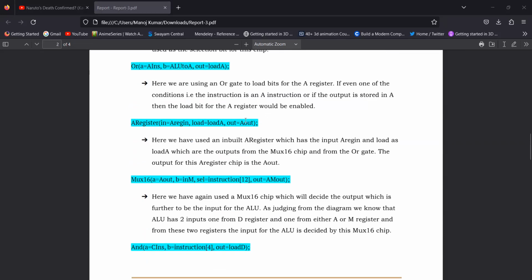In the next instruction, we have the built-in A register chip, which has the inputs in, which is the output from the 16-bit Mux chip that we discussed above, and load, which is the output from the OR gate that we discussed just before this instruction. The output we get from the A register is outA.